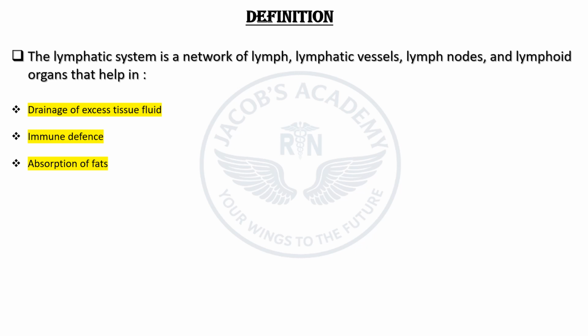And coming to the second one, immune defense. It plays a major role in immune defense by producing and transporting lymphocytes which protect the body against infections. Coming to the third one, absorption of fats, which means the lymphatic system helps in the absorption of fats, especially from the intestine, through specialized lymphatic vessels called lacteals. Therefore, the lymphatic system is essential for fluid balance, immunity and nutrition, which are very important in nursing practice.